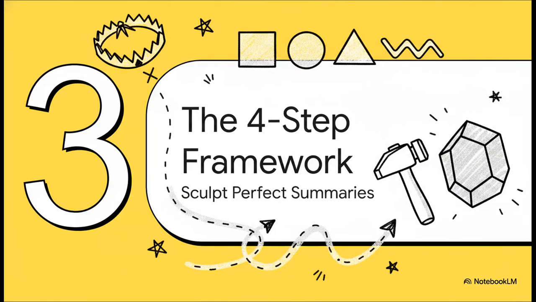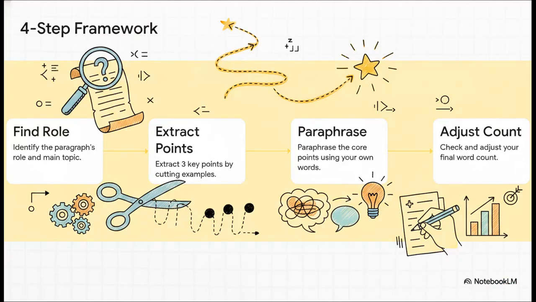Okay, section 3, the 4-step framework to help you sculpt perfect summaries. Consider this your golden roadmap. Step 1, figure out the paragraph's role. Is it stating a problem, offering a solution, giving a conclusion? Step 2, extract the key points by mercilessly cutting the examples. Just toss them out. Step 3, paraphrase those core points using your own words and keep it simple. And we'll talk more about that in a bit. And step 4, check and adjust your word count. It's incredibly logical, it's reproducible, and honestly, it works every single time.